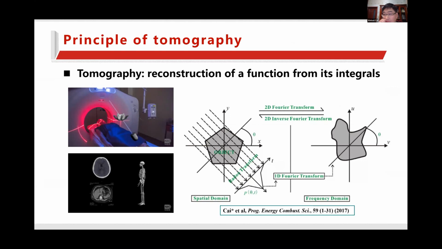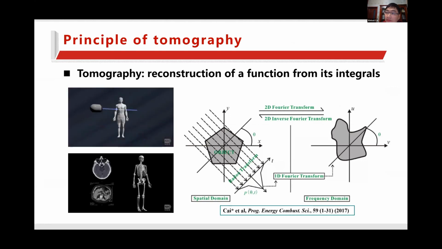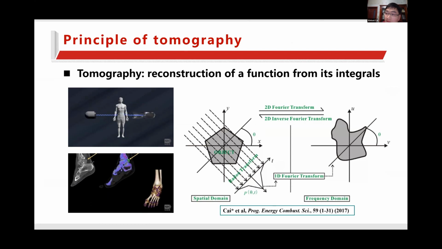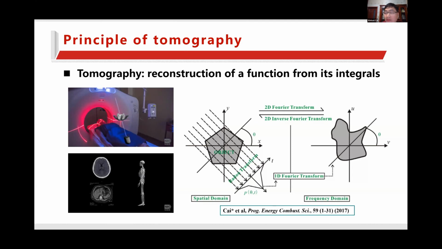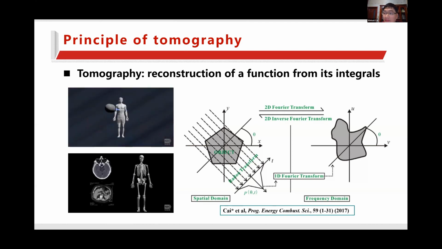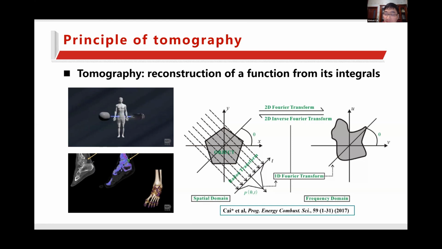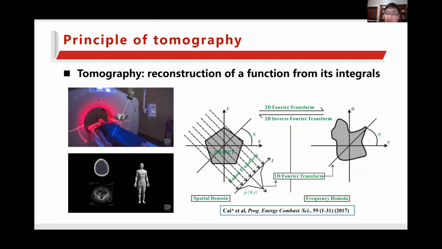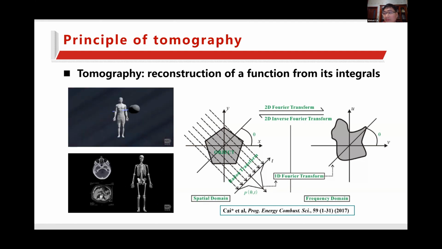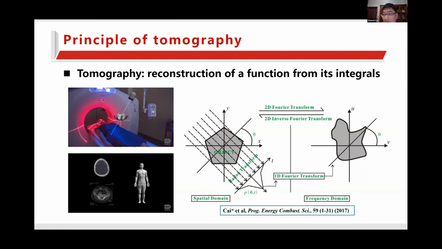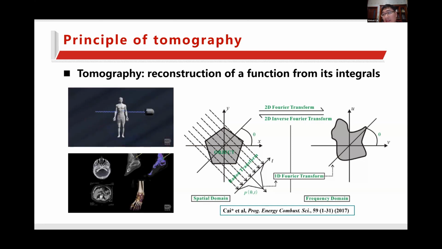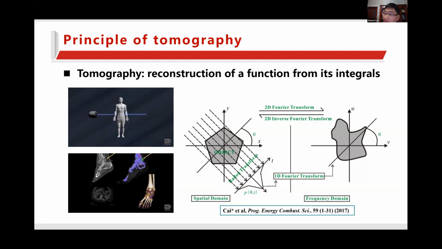First, let me introduce what tomography is. Tomography is an imaging technique that can see internal structures. Typically, imaging techniques, for example if you're using a camera, can only see the surface of an object. But if you want to see the internal structures, you need to do tomography. The definition of tomography is the reconstruction of a function from its integrals. So the first step is to find a quantity that is an integral.